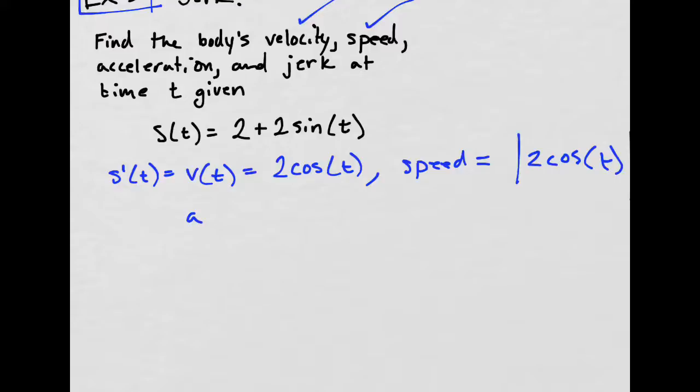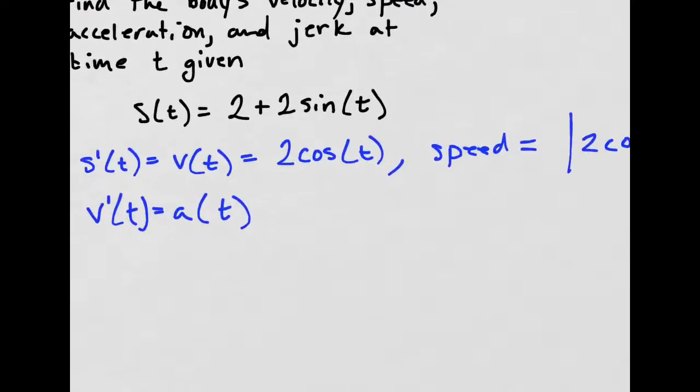Now acceleration. So a of t would be v prime of t. Well, I have v of t is 2 cosine t. The derivative of cosine is negative sine. Here we go. So that's negative 2 sine t. The cosine has that co sound, so I know that its derivative will become negative.